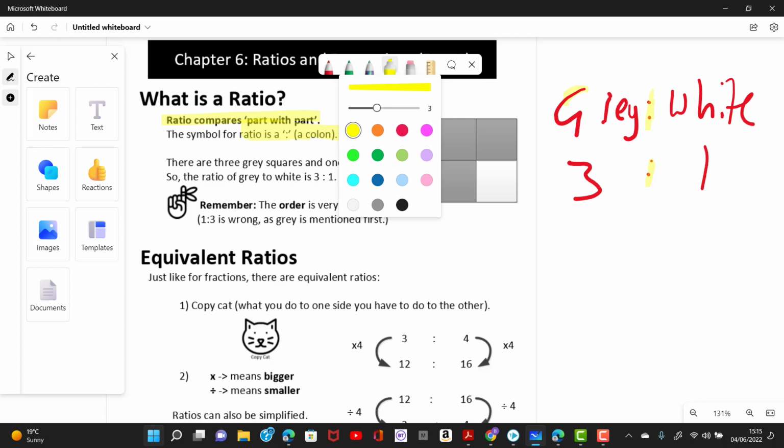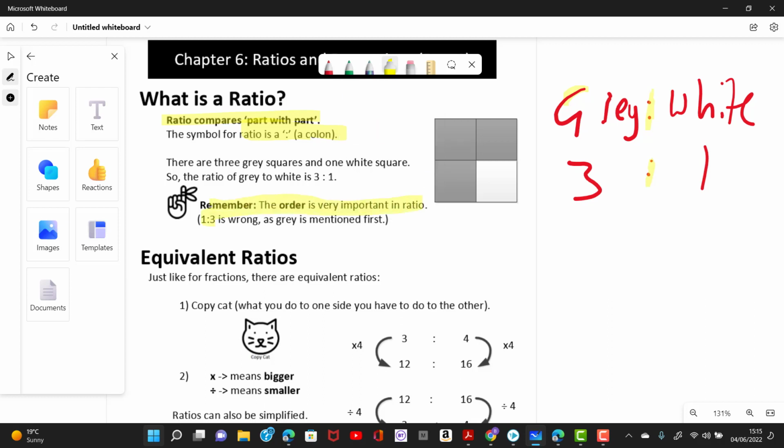Now, the order is very important in ratio. So you can't say 1 to 3. That's wrong, because you mentioned grey first. So you've got to say the grey first. The order is very important in ratio. Okay, so let's move on.